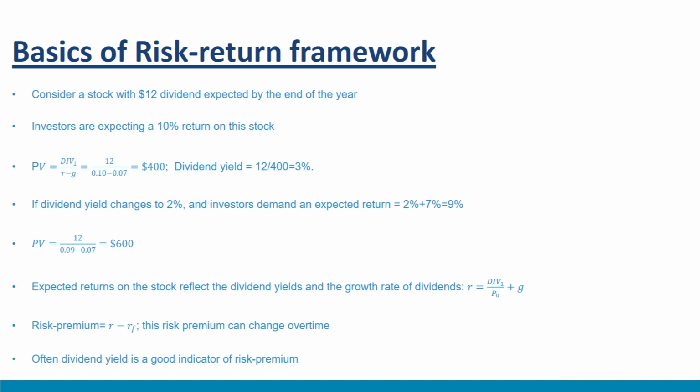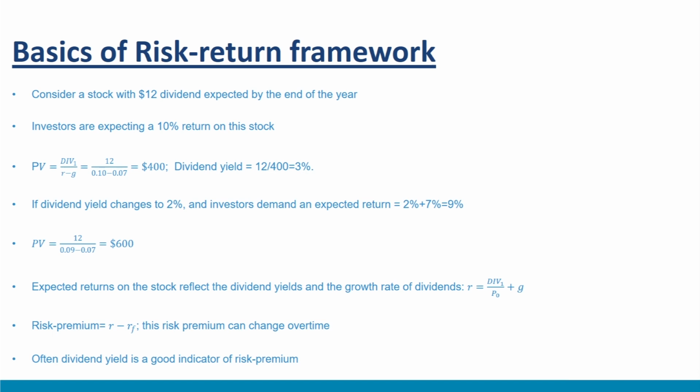today. If markets are liquid and efficient and the stocks are fairly priced, then the following relationship holds nicely. That is, R equal to div 1 upon P naught plus G. That is, expected returns on the stock reflect the dividend yields and the growth rate of dividends. Here, R minus RF is the risk premium expected. Here, RF equal to risk-free rate. This risk premium is expected and may be different from the actual realized risk premium.